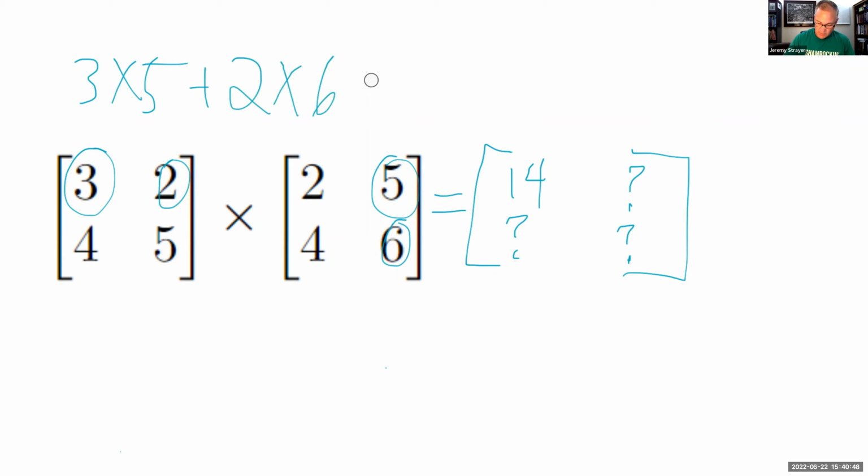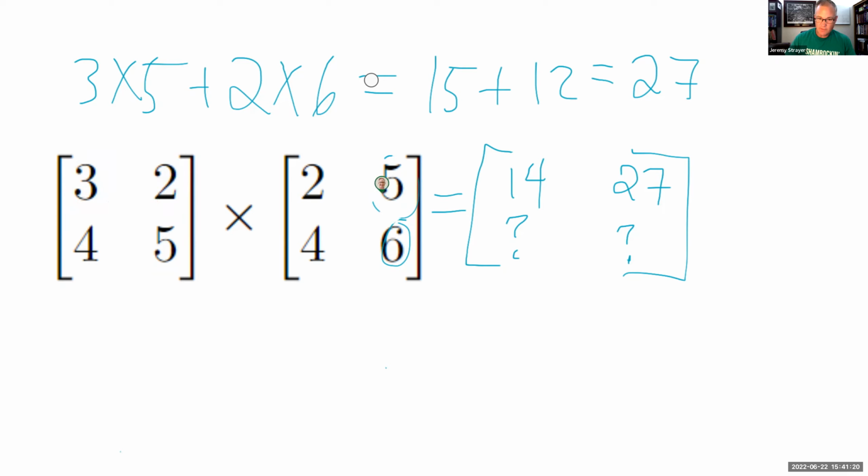Again, the movement here, this direction in the first matrix, this direction in the second matrix. So that takes us to 3 times 5 is 15, plus 2 times 6 is 12. So that's what, 27? And that is the number that goes in that position. So we can erase this. 27. All right, great.